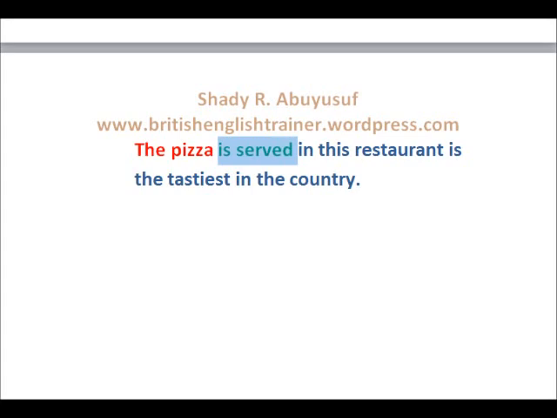In this restaurant is, oh, that's another verb, which makes this sentence completely incorrect because I can't have two verbs in one sentence without a connector. So in order to make it correct, I need to drop is, so served becomes a past participle used as an adjective for pizza. So the pizza served in this restaurant is the tastiest in the country.